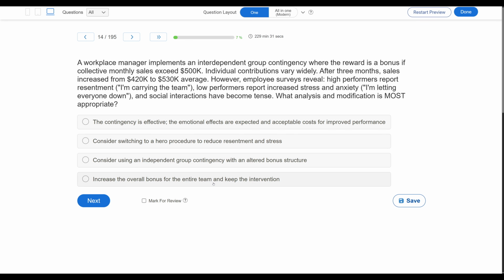D, increase the overall bonus for entire team and keep the intervention. Well, now you've increased the reward. Intervention hadn't changed. That doesn't really do anything except maybe make it worse, right? So B and D might just make things worse, whereas C, we're actually trying something different that might actually alleviate some of these issues.